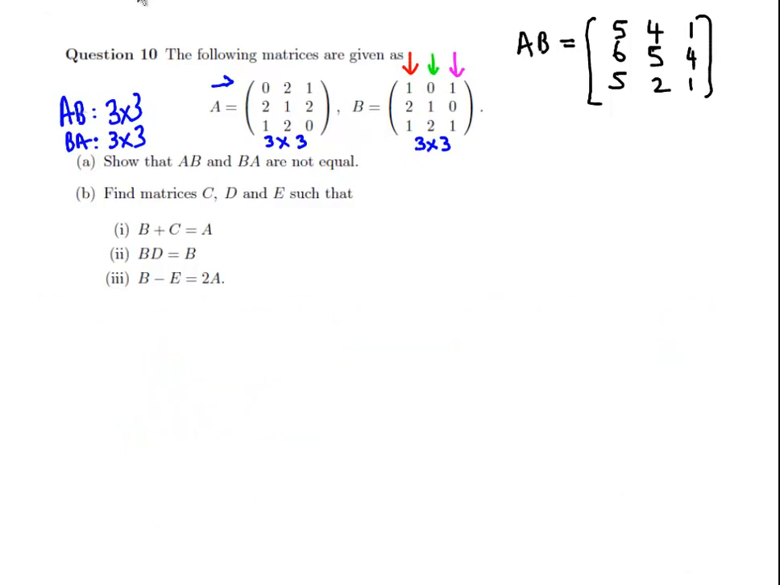So B times A, what we're going to do is the same operation but in reverse. We're going to pick out the top row of B, 1, 0, 1, and multiply that by every column of A. So again, I'm going to do a very similar sort of thing here. I'm going to set up for the multiplication. I'm going to write the top row of B with these spaces here that allow for the multiplication. And we're going to have a 3x3 matrix.